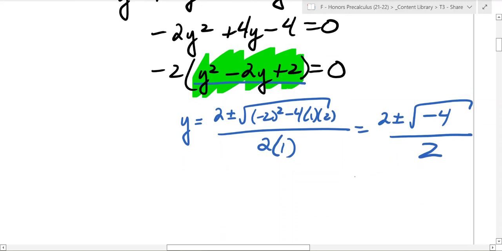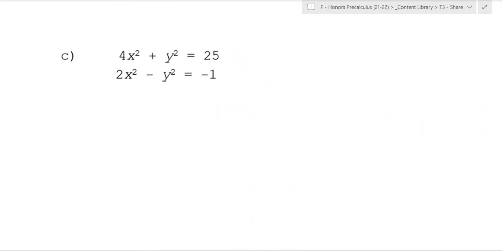So you could say that those are the two solutions, but if we're staying in real numbers, you would say that there's no real solutions on this one. So we did those other two by substitution. Now you can do it another way.